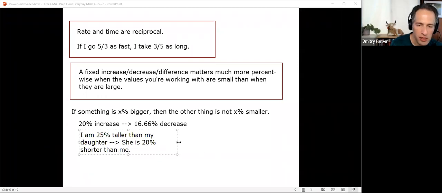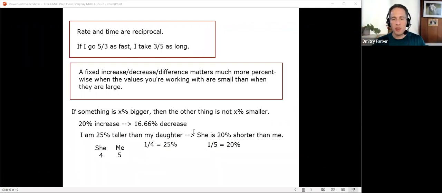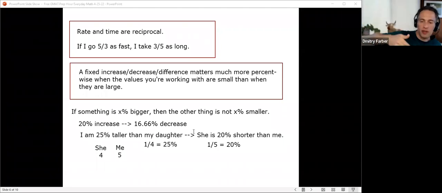right? And you can see these by plugging in numbers. So imagine that she was 4 feet tall and I was 5 feet tall. We're taller than that, but okay. Well then, the 25% is 1/4. But for her, compared to me, it's compared to my height. So then it would be 20%. And in general, you'll see these kinds of differences because the percent down is of a larger number, and so it'll be a smaller percent. And that shows up all the time.